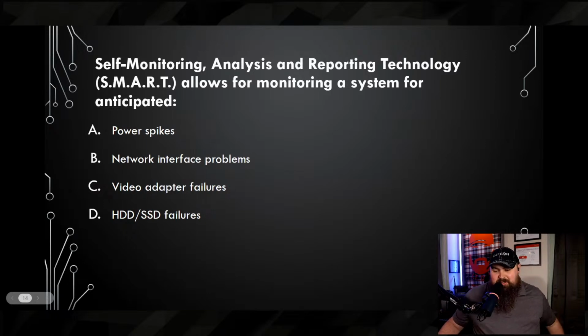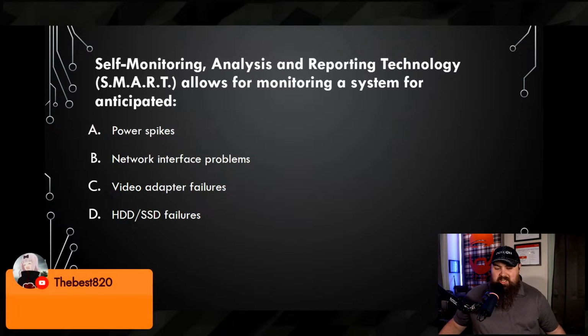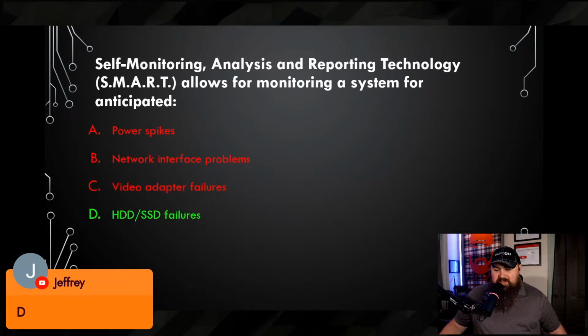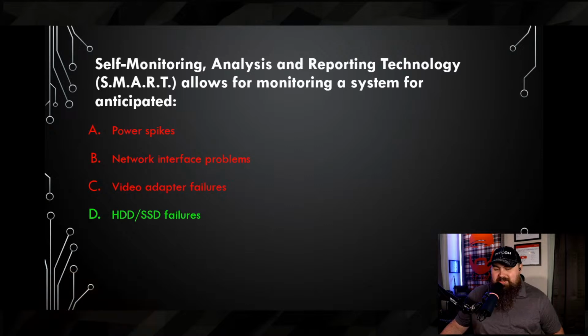You may have seen the answer on the screen. You may have not. Go ahead and guess it. Either way, it's a good learning experience. Got quite a few people in here saying D, which is indeed the correct answer. Good job, everyone.